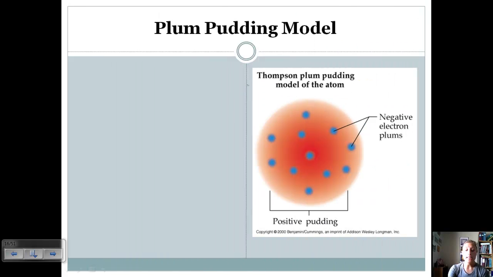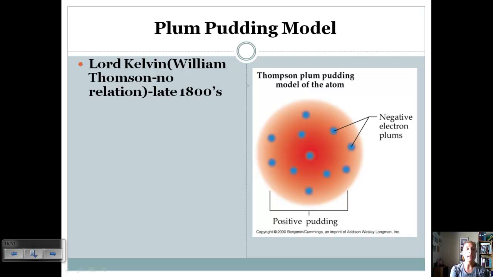And so using his information, a guy named Lord Kelvin, his real name was William Thompson, he's not related to the other Thompson guy, and that just makes things a lot more confusing. So we're just going to call him Lord Kelvin. He came up with what's called the plum pudding model. Well, in the 1800s, plum pudding was really popular, probably not so much now.